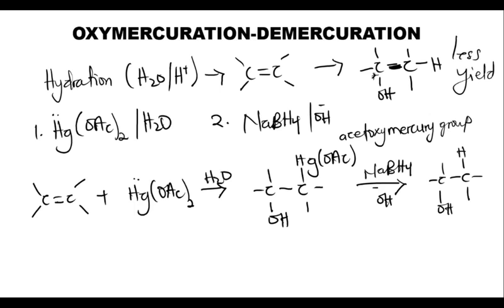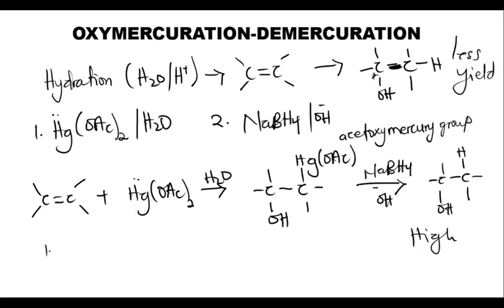Now in the oxymercuration demercuration reaction, we don't produce any carbocation intermediate, so you can see that the yield, if we use this reaction, is very high. Now, the things that we need to note about this reaction: one, you could see that when I was writing the product, the OH group is attached to the bottom of the first carbon, and the hydrogen is attached to the other side of the second carbon. So they are not on the same face, they are on different faces.